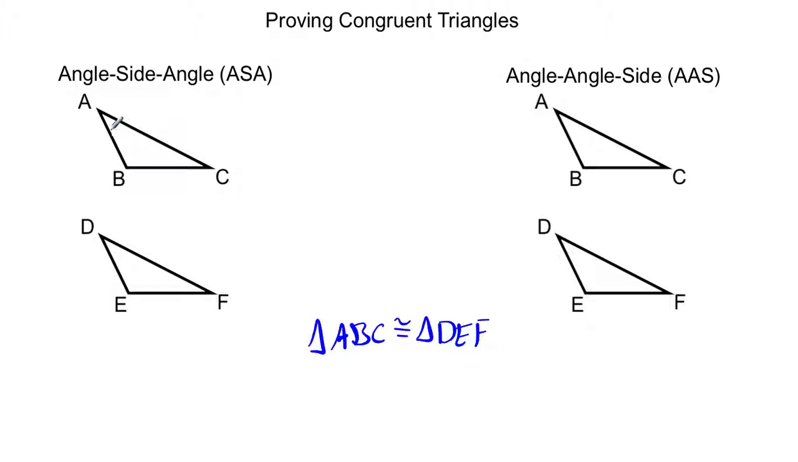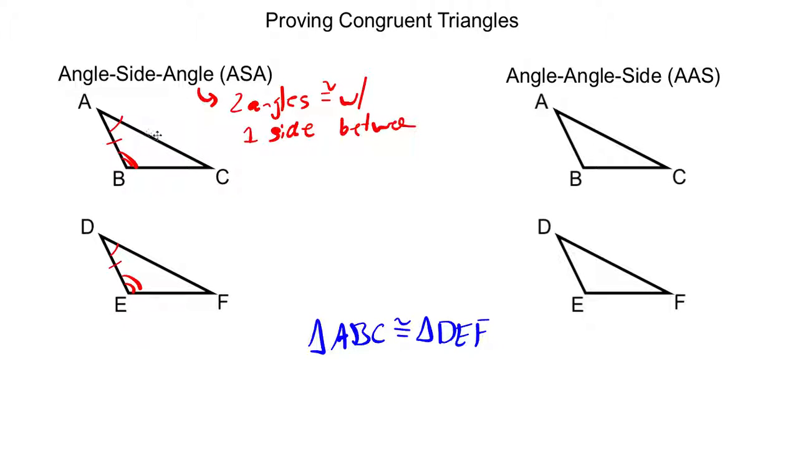For angle, side, angle, it would be two angles congruent. So angle D is congruent to angle A, and angle E is congruent to angle B, with a side in between. So two angles congruent with one side between. It is important that that one side is between the two angles. It cannot be apart from them.